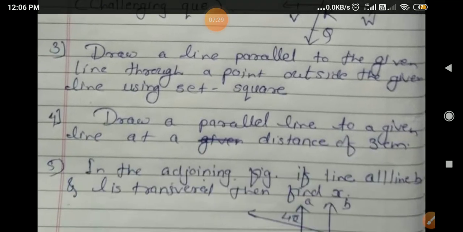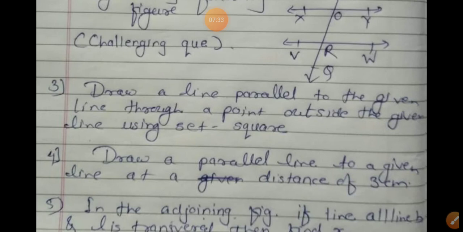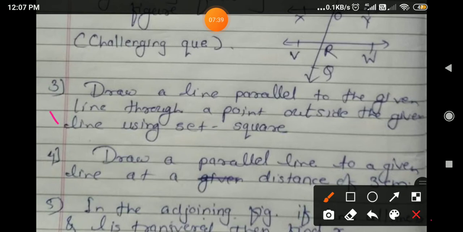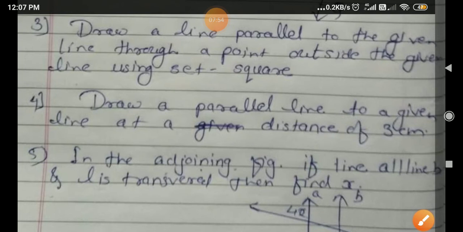And then here, draw the line parallel to the given line through a point outside the line using a set square. I have shown this to you, and if you want, I will send you the video. For that, we have to draw one line, take the set square, and follow all those steps. I will send both videos to you on the group after sending this video.